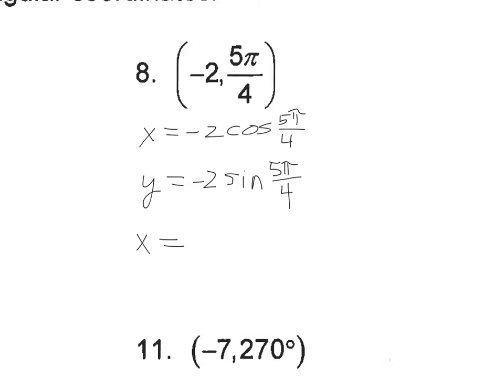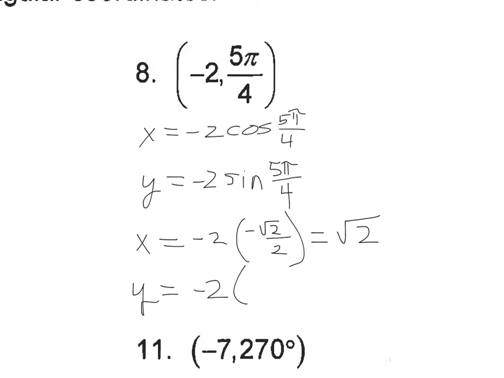First one, cosine 5 pi over 4 is a pi over 4 in the third quadrant, so cosine pi over 4 is root 2 over 2, and it's in the third quadrant, so cosine is negative. We have that negative 2 out front, and then cosine would be negative root 2 over 2. And then we can simplify that. The 2's cancel, the negatives cancel. So that gives us an x of root 2. For y, we have negative 2 sine pi over 4, which is the same. The y value at a pi over 4 is root 2 over 2, and it's in the third quadrant, so that's negative. And so that would also give us a root 2. And so this is telling us that our coordinate is root 2 comma root 2.